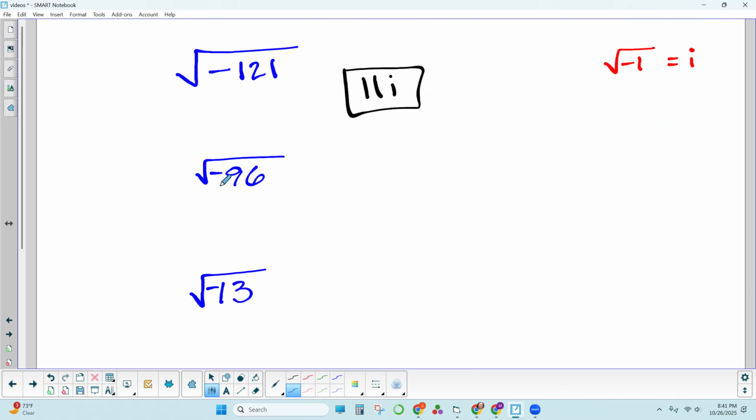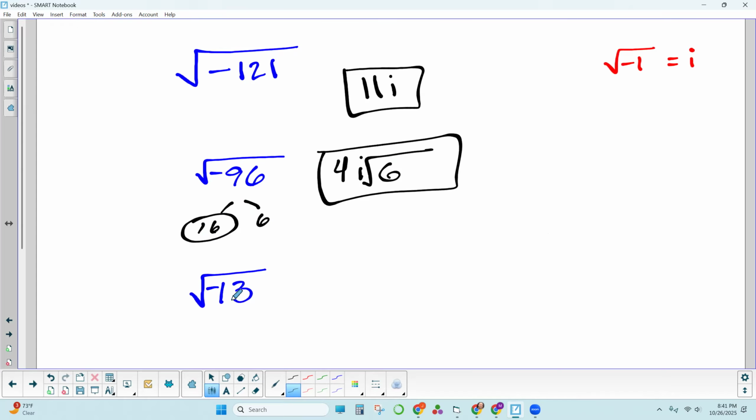The square root of -96. I'm going to pull out an i because I have a negative. And 96 breaks down to 16 and 6. 16 is a perfect square, so I take the square root of that and pull it out. The 6 remains under the radical. So the answer is 4i root 6.